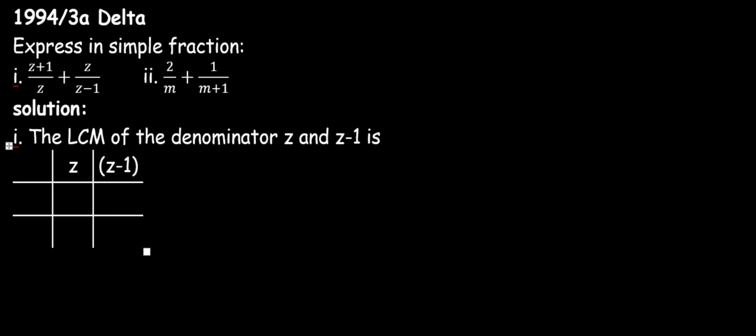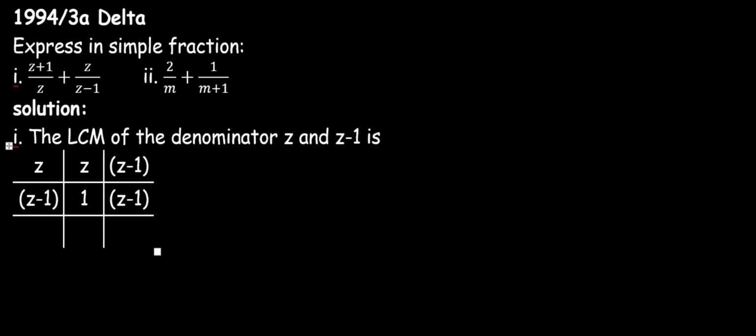Then, first of all, we use z to divide. z divides z will give you 1. Then z minus 1, bracket open and close, will still remain. Next, we take z minus 1 to divide, and that will give us 1 in the first case.